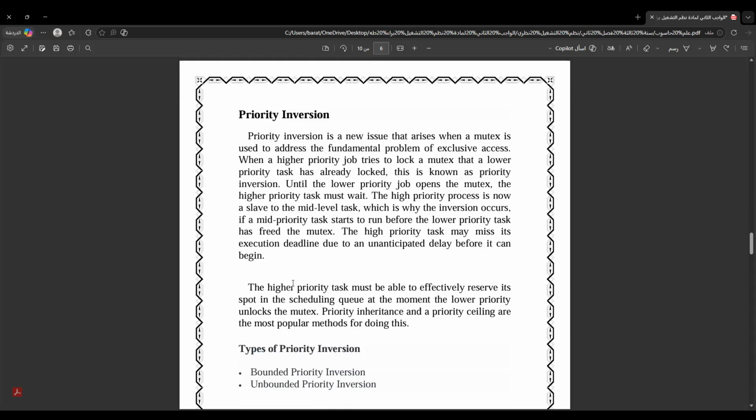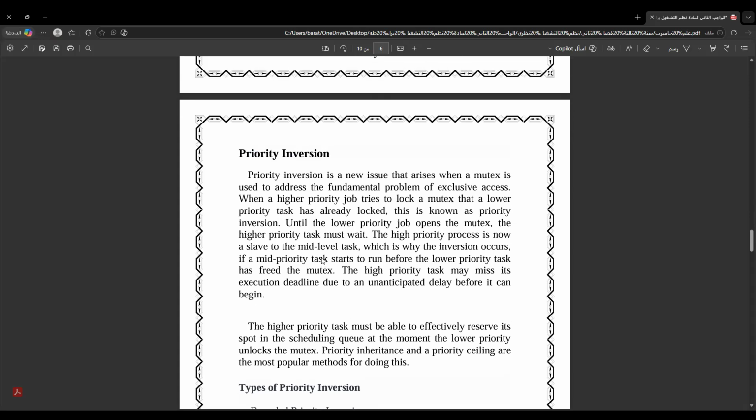To solve this problem, systems can use a technique called priority inheritance. In this method, the low priority thread temporarily inherits the high priority until it releases the mutex, allowing it to finish faster.